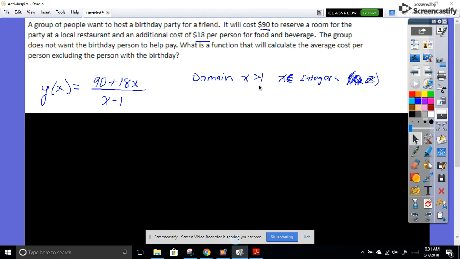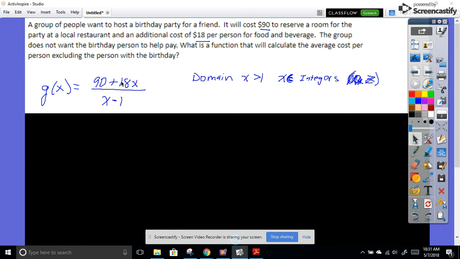Now, we said the domain has to be greater than 1, because if only one person comes, we're assuming it's the birthday person and we don't want them to pay, so there would be no one there to pay. Also, we say the domain has to be integers. If they're integers greater than 1, you don't have to worry about negative integers, but you don't want decimals. That's why we say we're dealing with integers. I think it's a double-barred Z, that's the notation for the integers. I'm not 100% sure, so be sure you Google that.